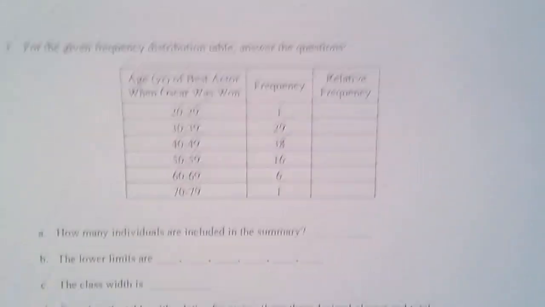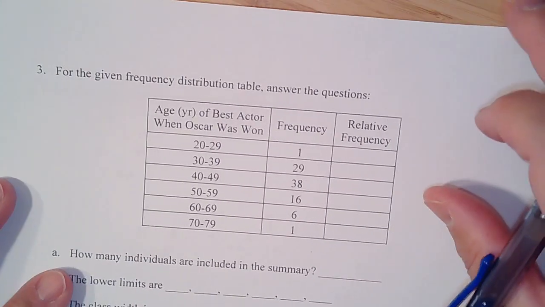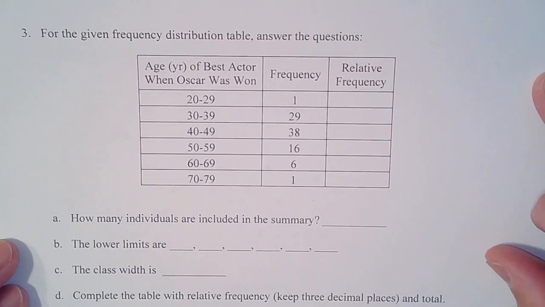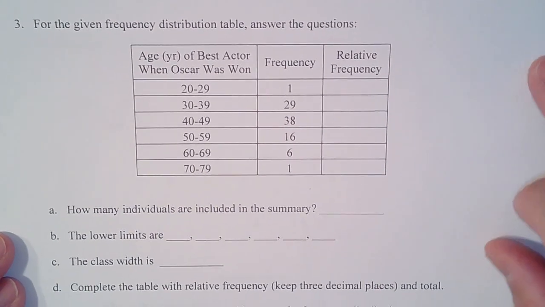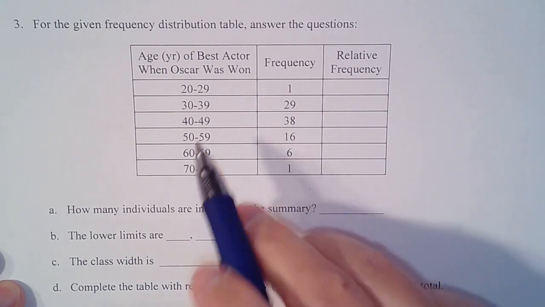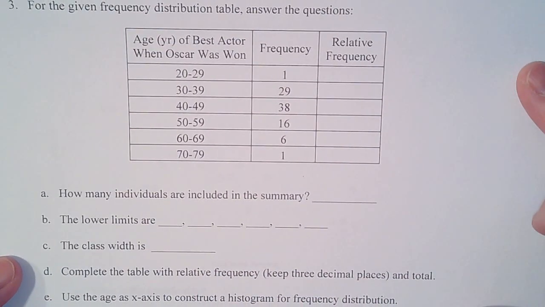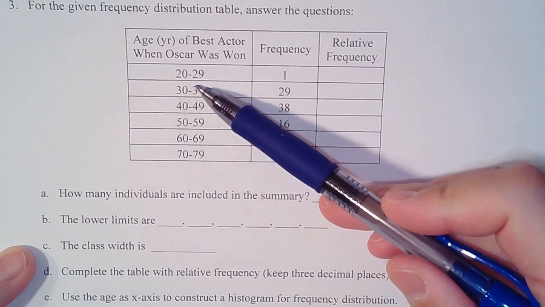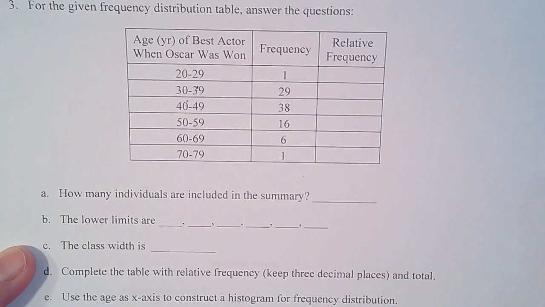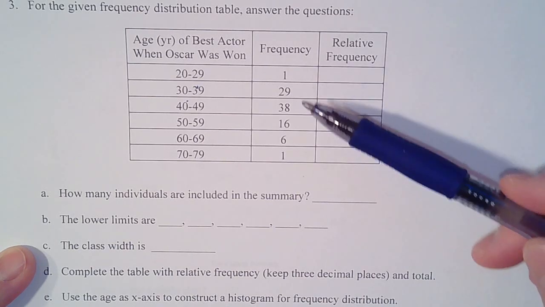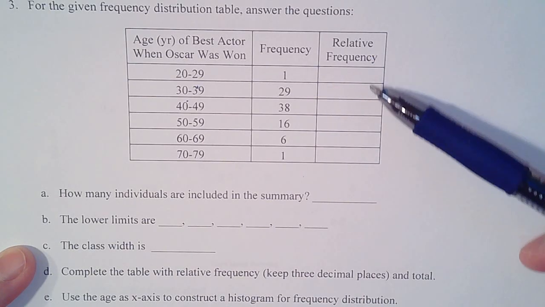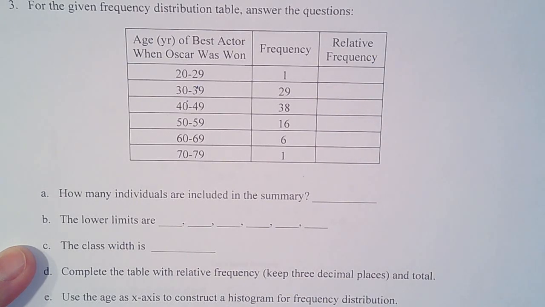All right, now we're going to look at question number 3. For the given distribution table, answer the questions. Age in years of best actor when Oscar was won. We have the age classes, 20 to 29, 30 to 39, 40 to 49, and so on, and then the frequency. And I give you another column called relative frequency.